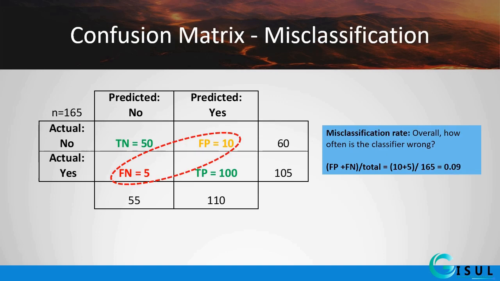The next metric is a classification error, also known as misclassification rate. It is the sum of all false classification. It is equal to the false positives plus the false negatives divided by the total or 1 minus the accuracy score.